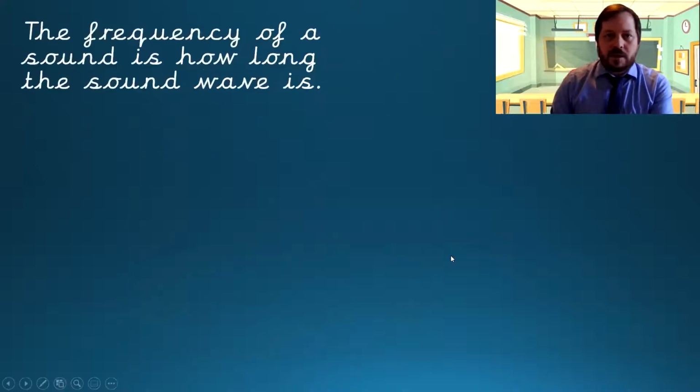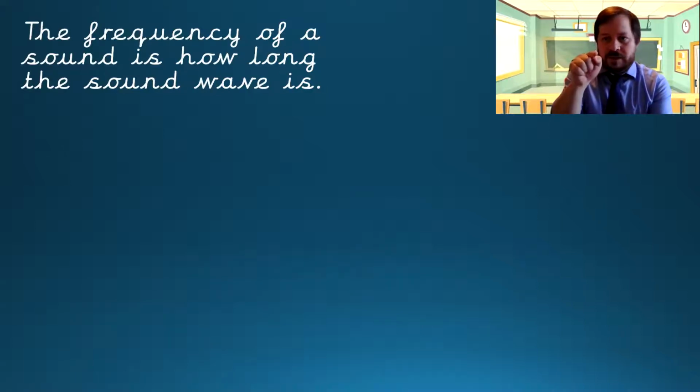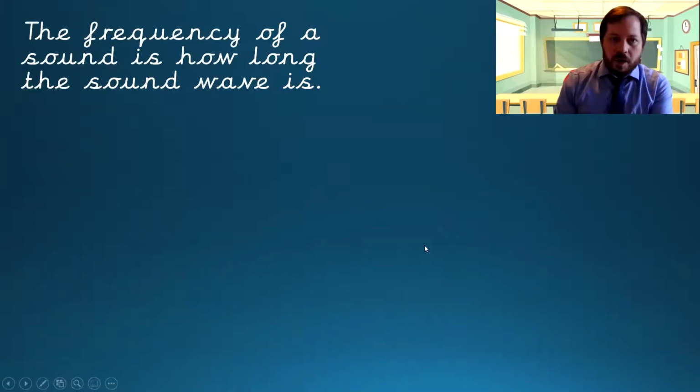So, the frequency of a sound is how long the sound wave is. So, from the start of the sound wave all the way through to the second one. Because if it's short, then it's high frequency, the wave happens quickly. If it's long, then the frequency is low because you have a long distance between each one.